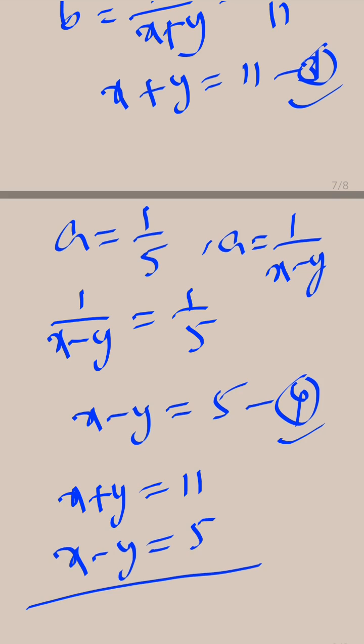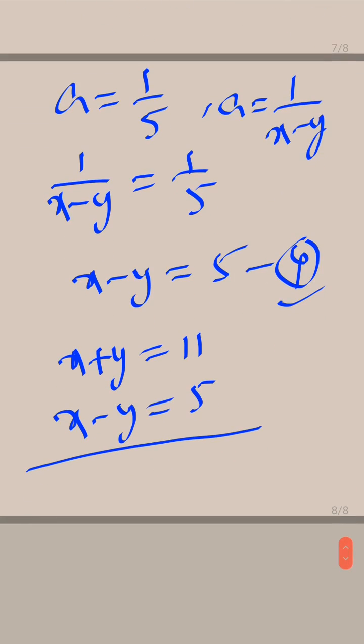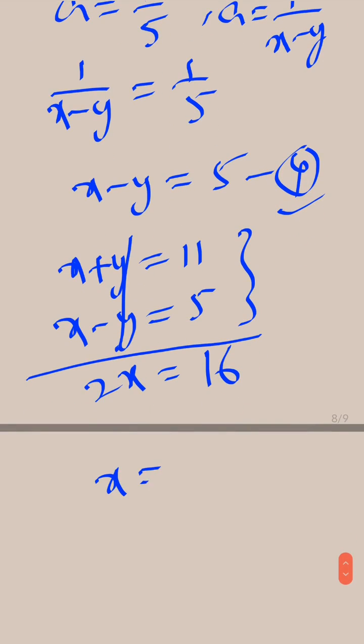Here I'll use the elimination method. For elimination, here the signs are different, that's the reason I'll add these two. If we are adding, no need to change the signs for the second equation. So directly if I add these two, the opposite signs get cancelled. x plus x is 2x, 11 plus 5 is 16. So finally x is equal to 16 by 2, that is 8. So x equal to 8 kilometers per hour.